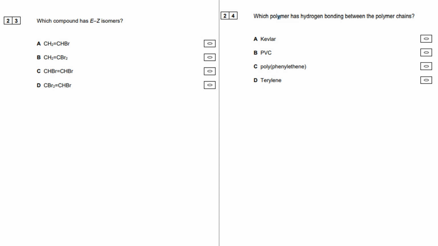Question 23. Which compound has E/Z isomers? The criteria for something to have E/Z isomers is you must have a carbon-carbon double bond, and you must have 2 different groups on each carbon in the double bond. So A and B cannot be the same, and E and F cannot be the same. So we have 4 alkenes.